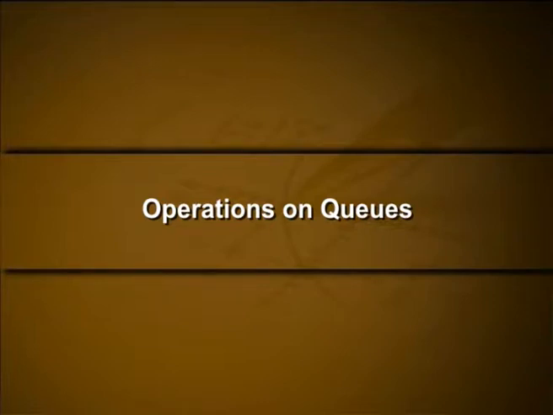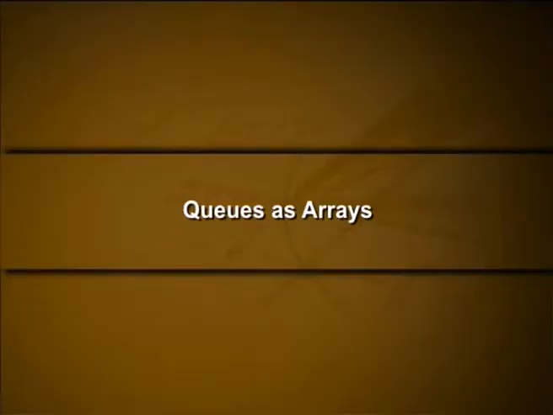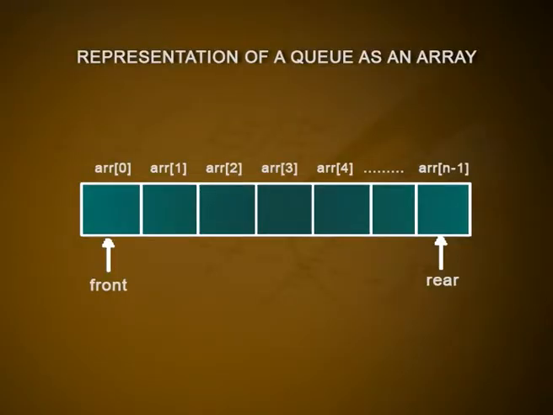Operations on queues. Most common operations possible with queue are insertion at the rear and deletion from the front. Since queue is a linear list, it can be implemented with arrays and linked list as we did with stacks. Queues as arrays. Representing a queue as an array suffers from the same problems of representing a stack using array. An array can store a fixed number of elements, whereas the queue changes its size as elements are added or removed from it.